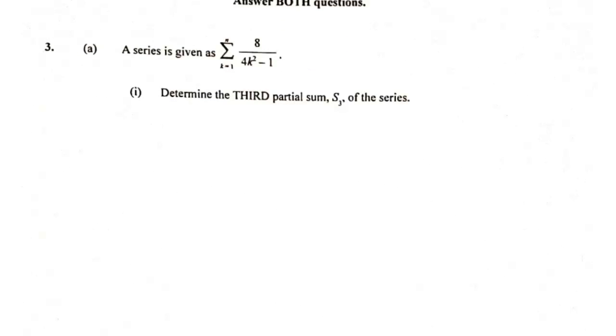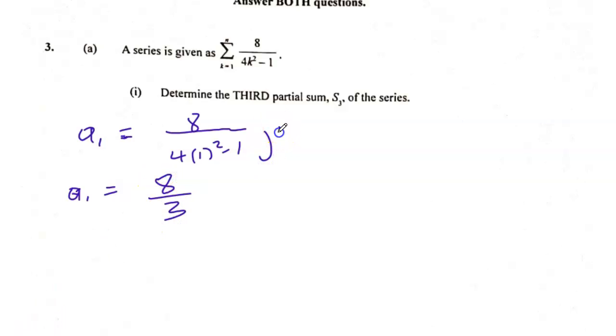Determine the third partial sum of the series. Alright, so we want the summation of the first 3 terms. So let's get the term by term. I'm going to call the first term A1. To get the first term A1, I simply replace the k here with 1. So it becomes 8 over 4 times 1 squared minus 1, which will be what now? The first term would be 8 over 4 minus 1, so that's 8 over 3.